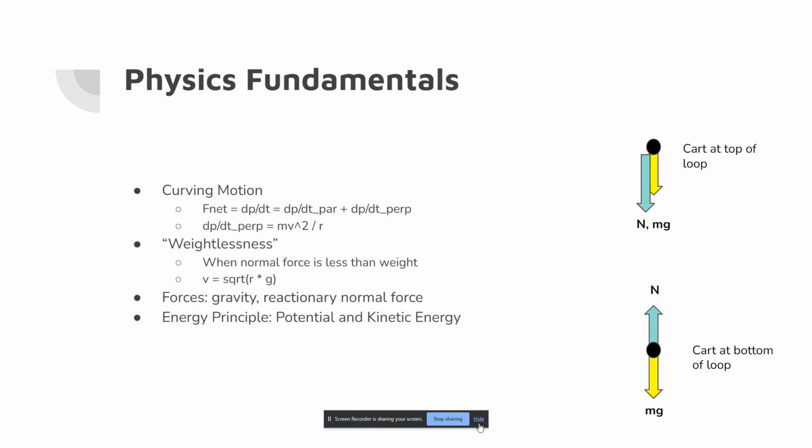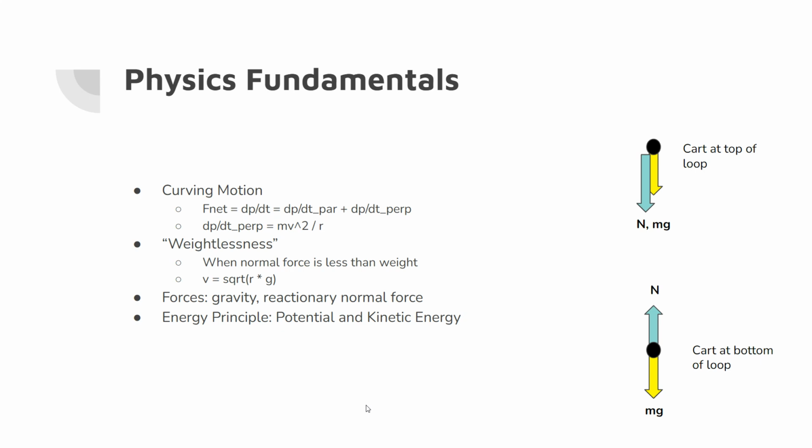So the physics fundamentals behind it, right? The main one is that the cart is in a curving motion as it traverses the loop. So we do know the net force is going to consist of two main forces: the normal force and the gravitational force. On the force diagrams, when it's at the top of the loop, we're going to have the contact force and the gravitational force both pointing towards the center of the loop. And when it's at the bottom of the loop, we have the contact force and the gravitational force kind of balancing each other out.